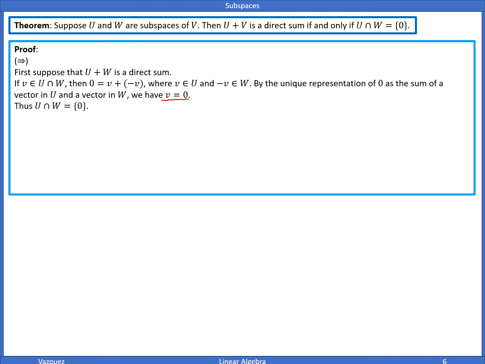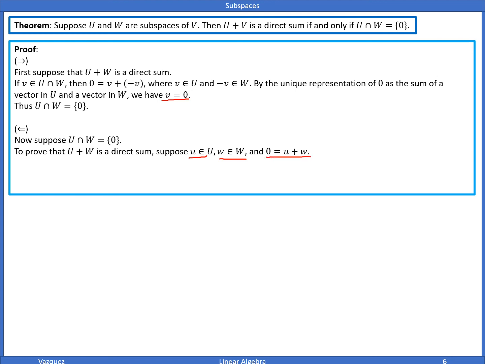But now the other direction. Now we're going to suppose that the intersection of U and W is just 0. We're going to show that this is a direct sum. Well, if the intersection is just 0, we're going to suppose that u in U and w in W added together give us 0.